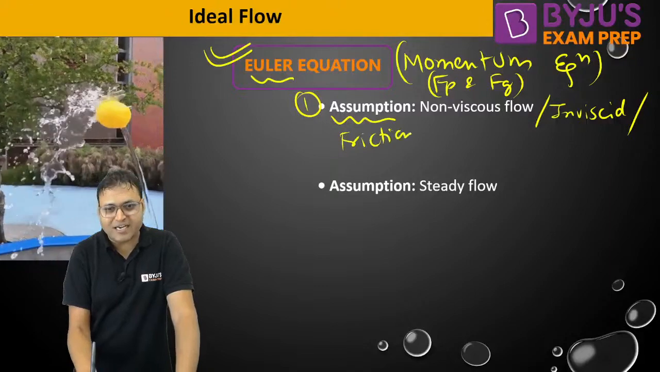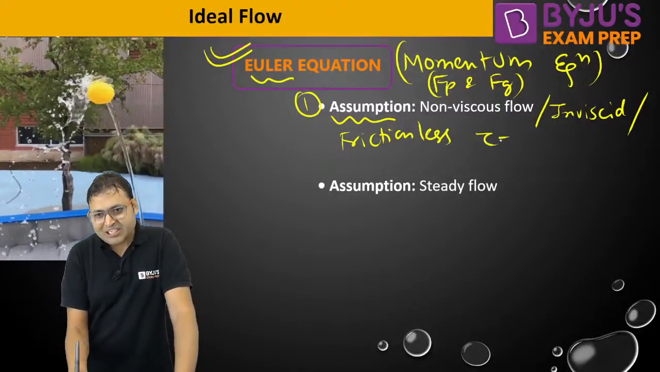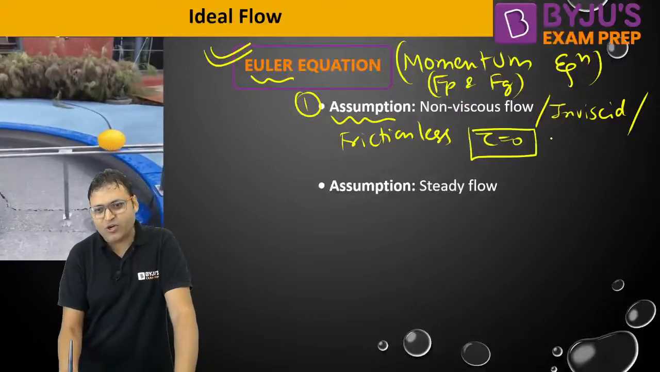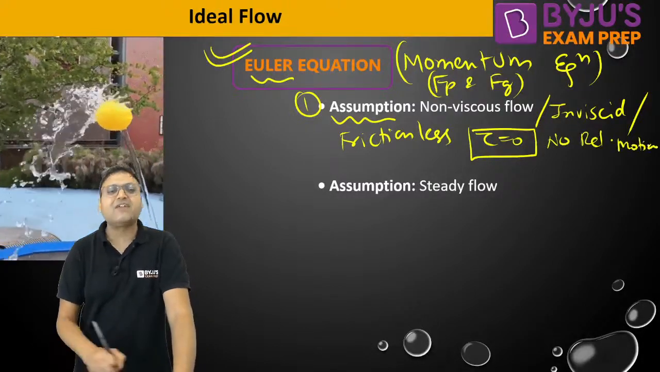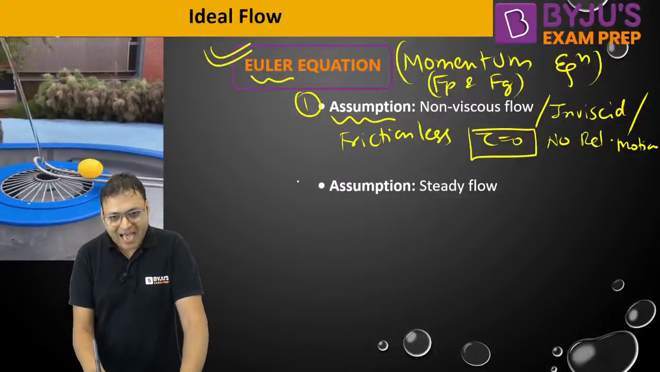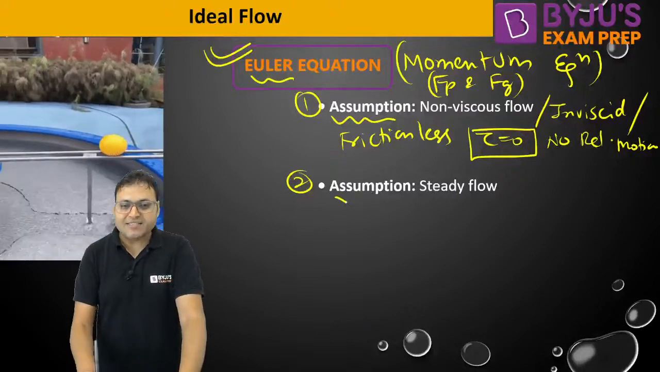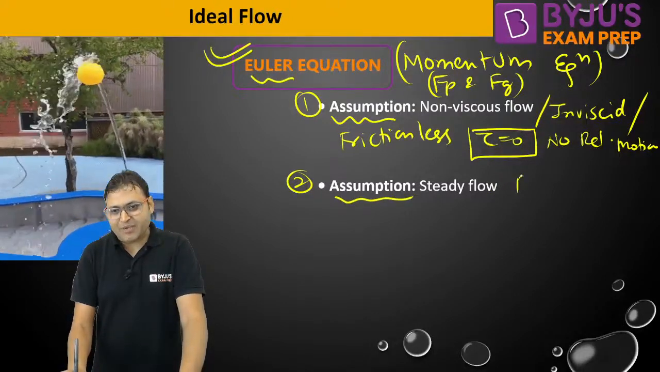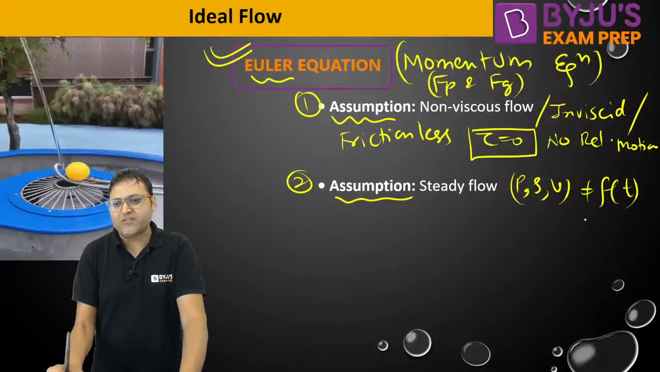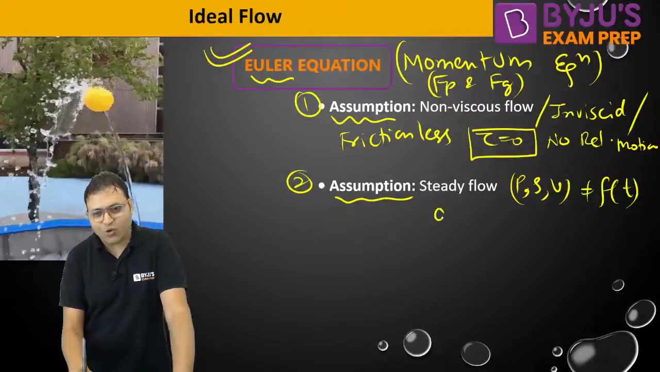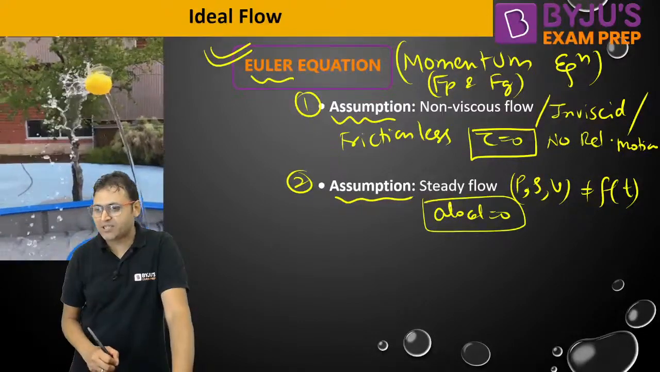What is the meaning of non-viscous flow? The shear stress developed must be zero, or we can say there is no relative motion between the adjacent fluid particles. Another assumption to be taken into consideration is that the flow must be steady. It means pressure, density, velocity, and fluid behavior do not change with time, or we can say the local acceleration will be zero.